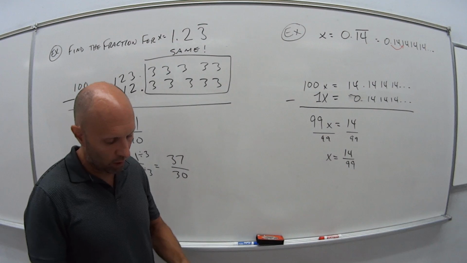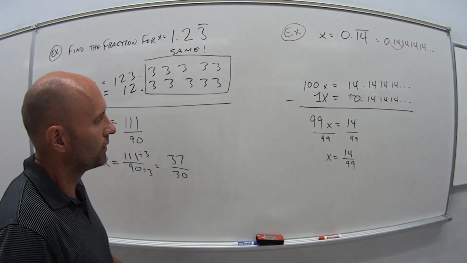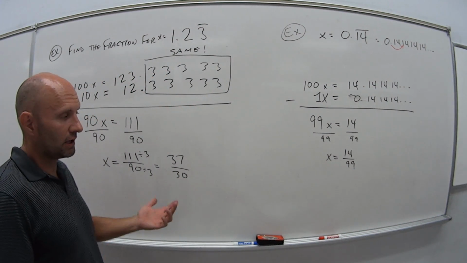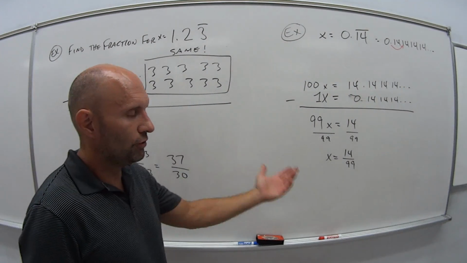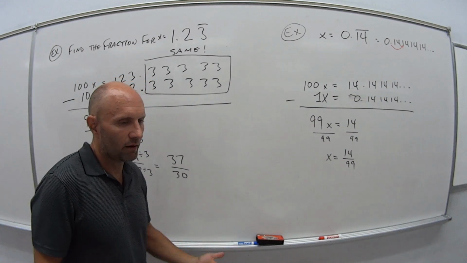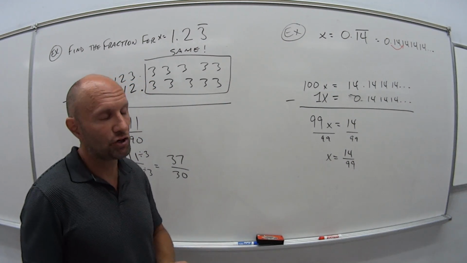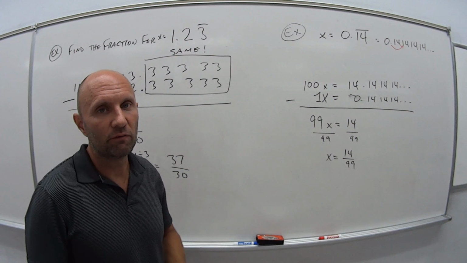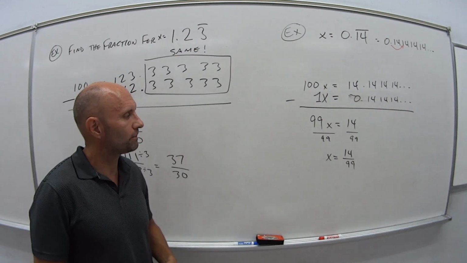That's as far as we can go. We won't simplify anymore. So that's our answer. And again, you can check it. If it's on homework, do 14 divided by 99 and you'll get the 14 repeating. If it's on an exam and you have some extra time, you want to check your work, just do it by long division. Make sure you get the right answer.